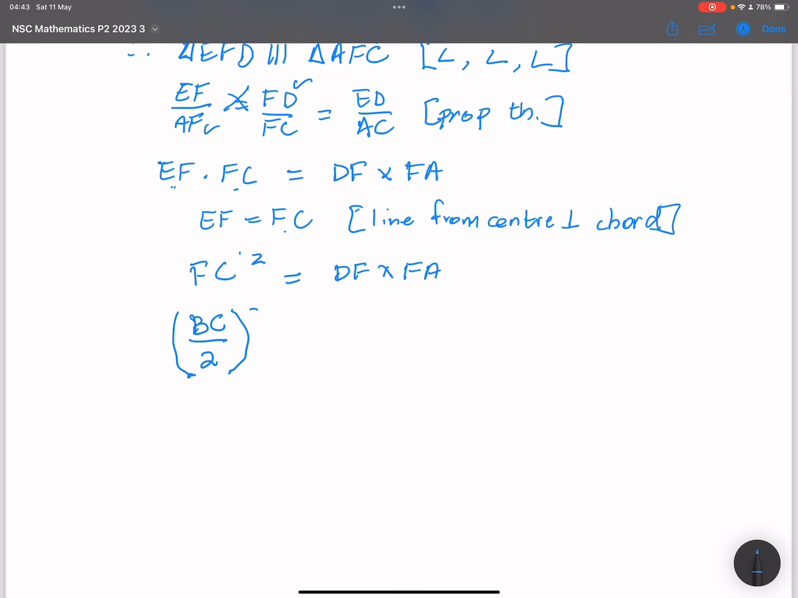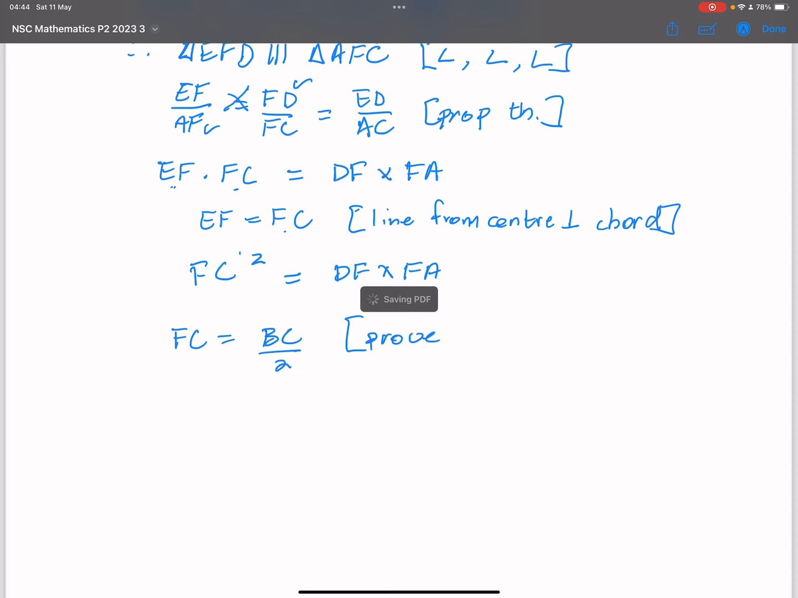Okay, right, so please keep that in mind. And BC over 2, in fact, let's just write that. We said FC is equal to BC over 2. We had already proven that in our previous question.